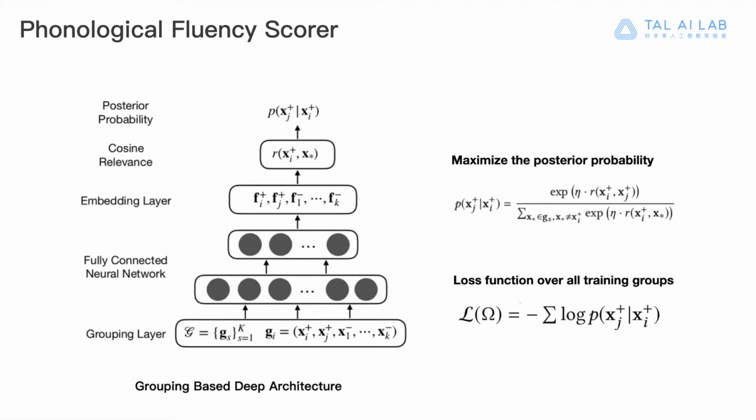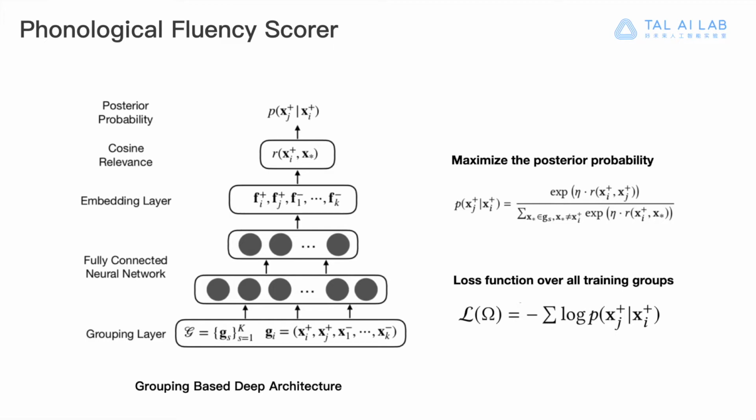We train a deep neural network on the generated groups and maximize the conditional likelihood of the one positive example xj given another positive example xi. At the same time, we minimize the conditional likelihood of one positive example given several negative examples. The total loss is taken over all the training groups.